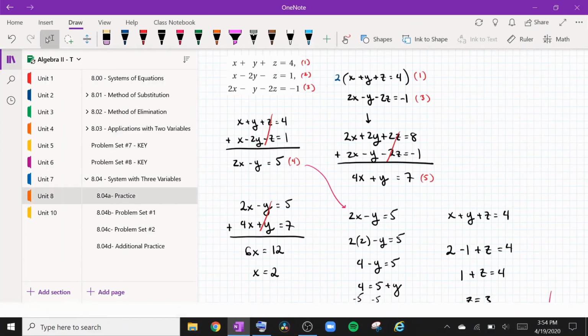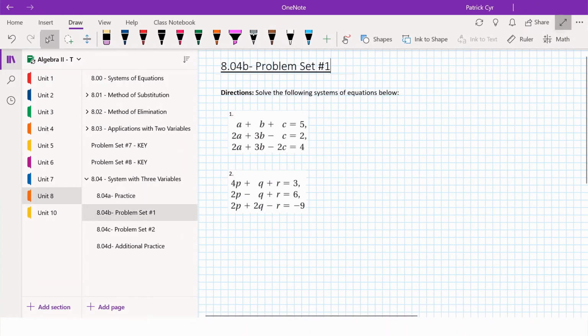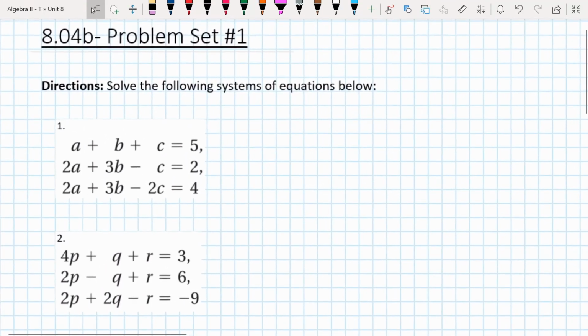Okay, so the remaining time in class is mostly just going to be practice. So I want you guys to start with problem set number 1. Solve these 2 systems of equations here. Check your work with the answer key below. If you're stuck or if you have any questions, just come into my Zoom room and let me know.